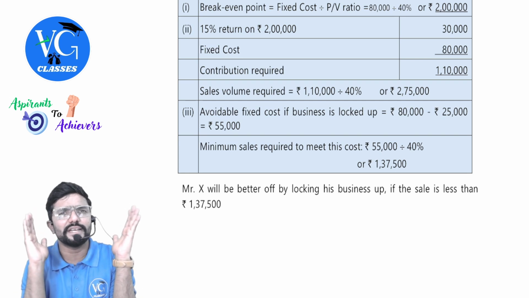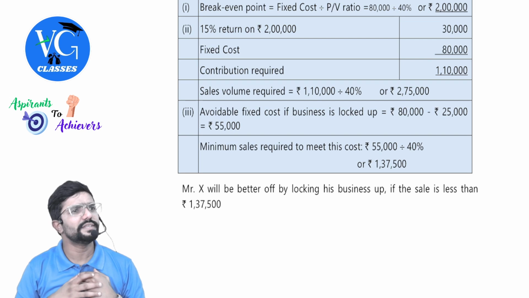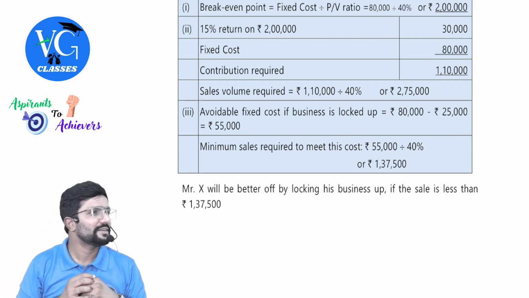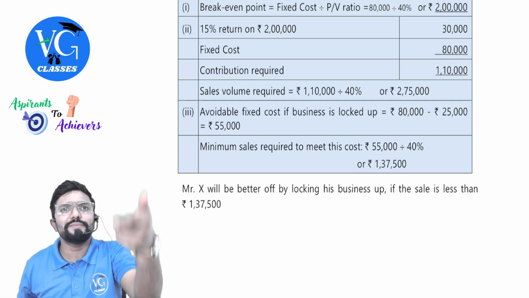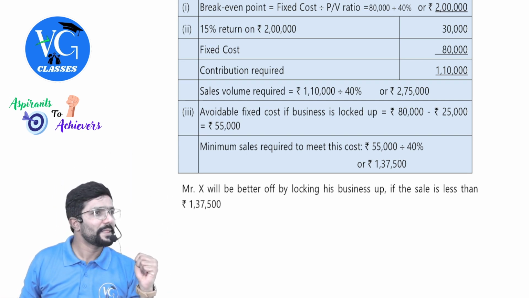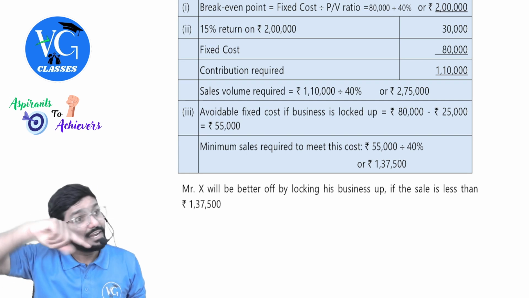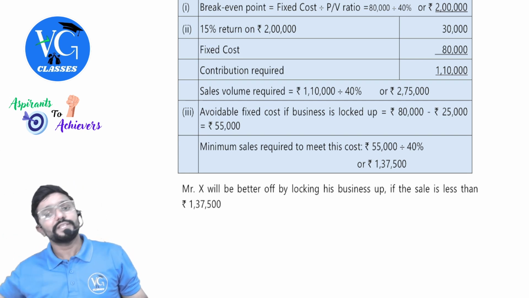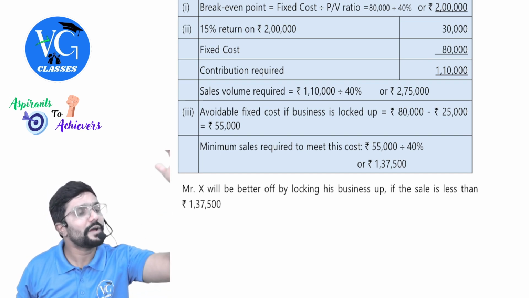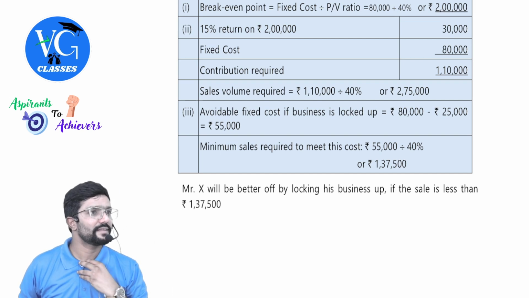Guys, please understand here. Interesting. Sir, if I shut down also, there will be a loss. Yes, how much? 25,000, because there is zero revenue and expenses are 25,000. So my loss is 25,000. Now, if I operate at sales below 137,500, the loss will increase. If I operate and make sales more than 137,500, my loss will be less than 25,000. Loss will be there, but less than 25,000.